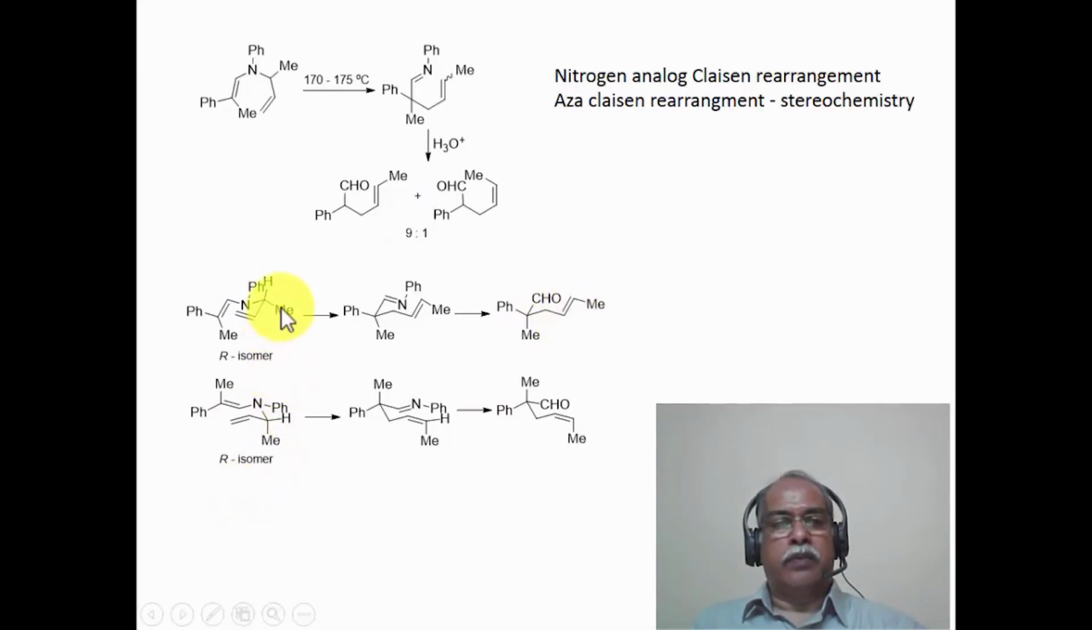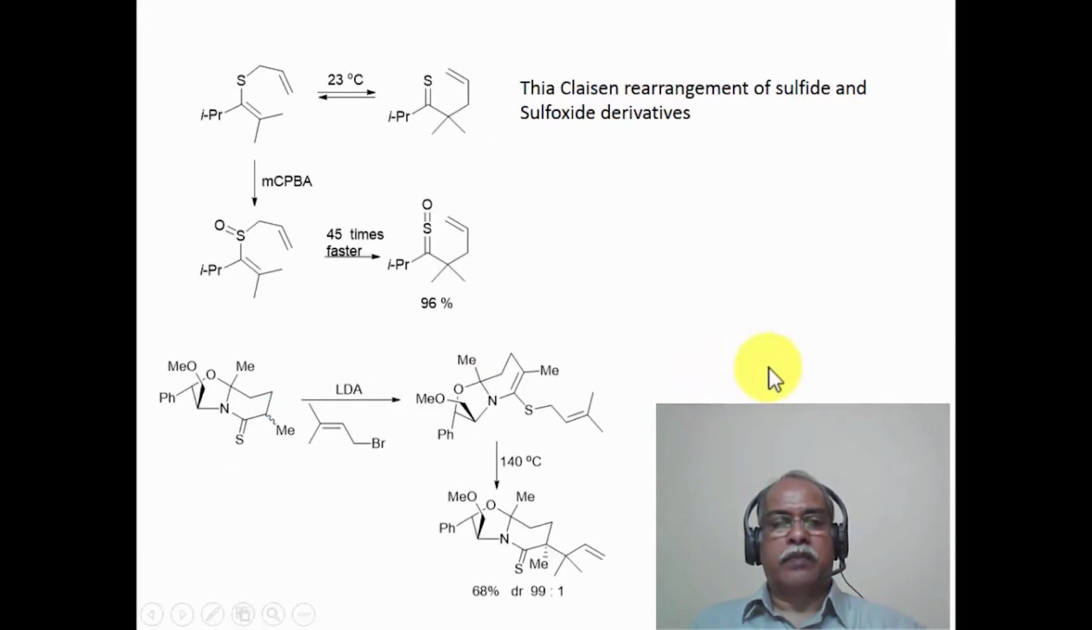In this particular form, the methyl group is in the equatorial position, which is a favorable situation. Here the methyl group is in the axial position, which is an unfavorable system. The rearrangement essentially produces these two types of products in this particular case.